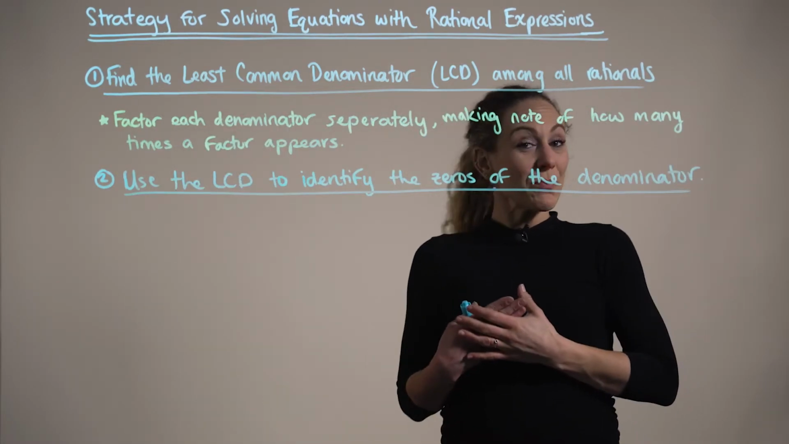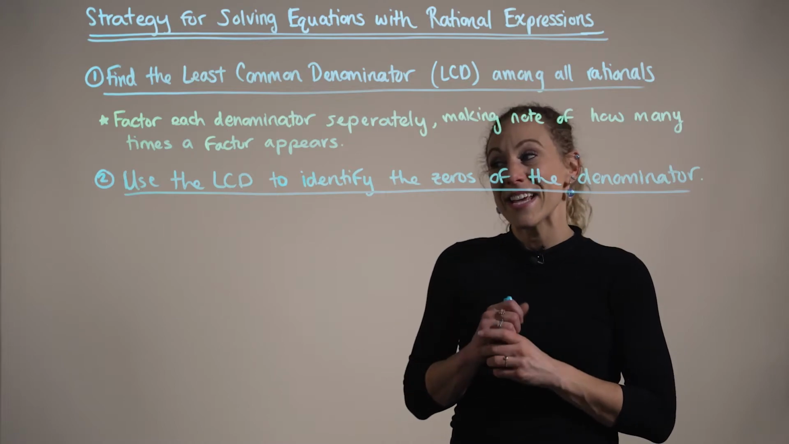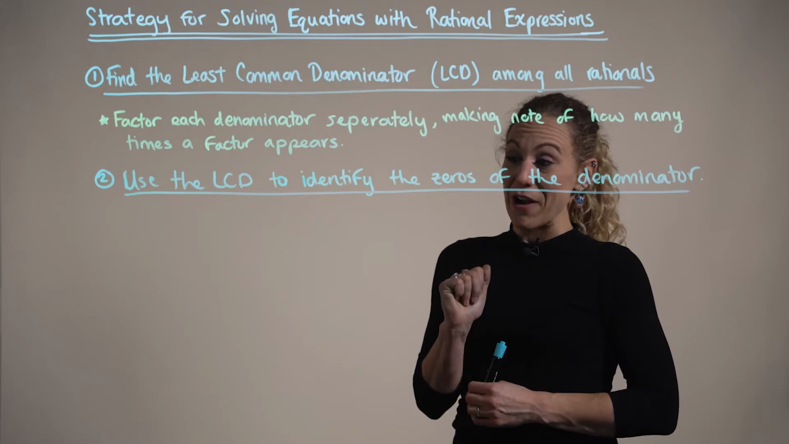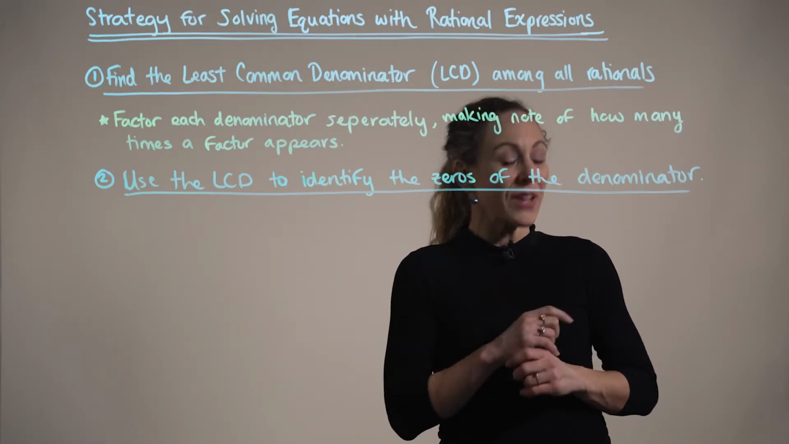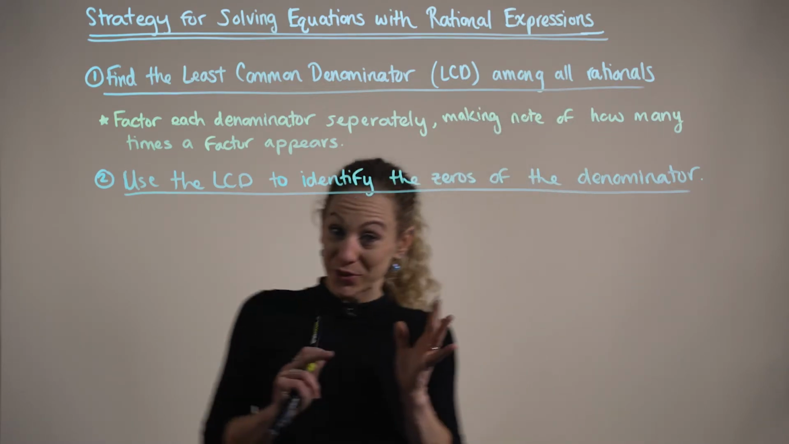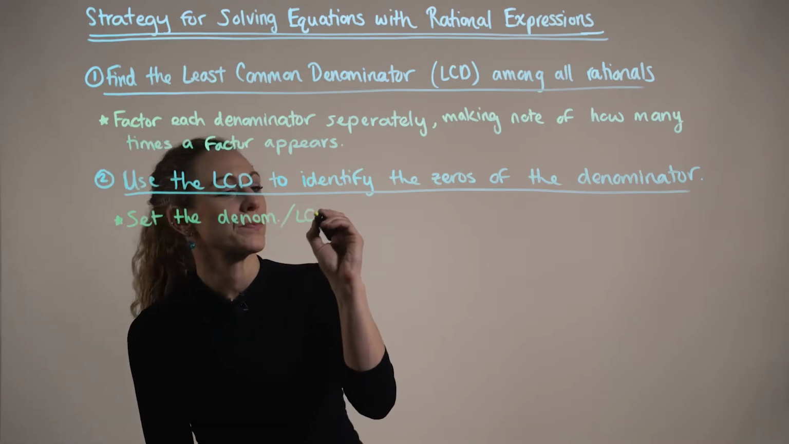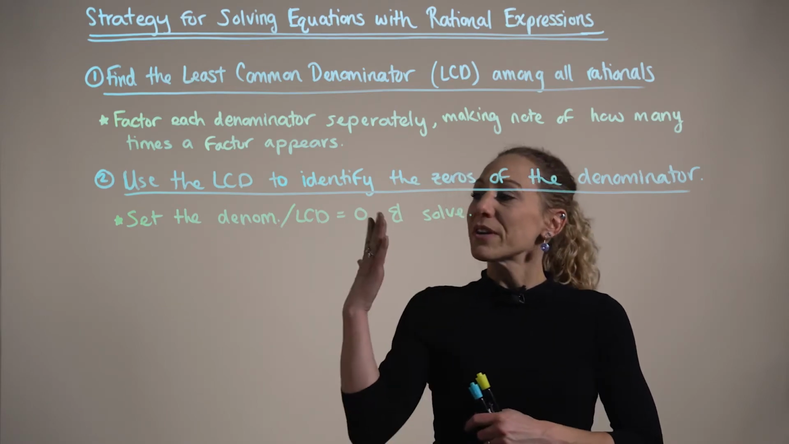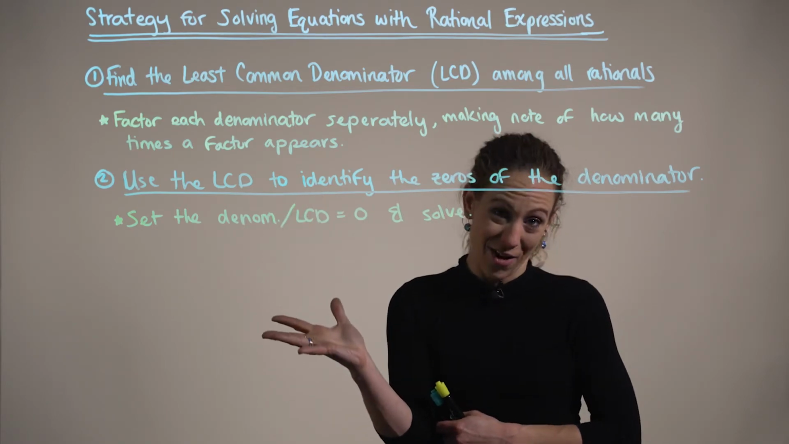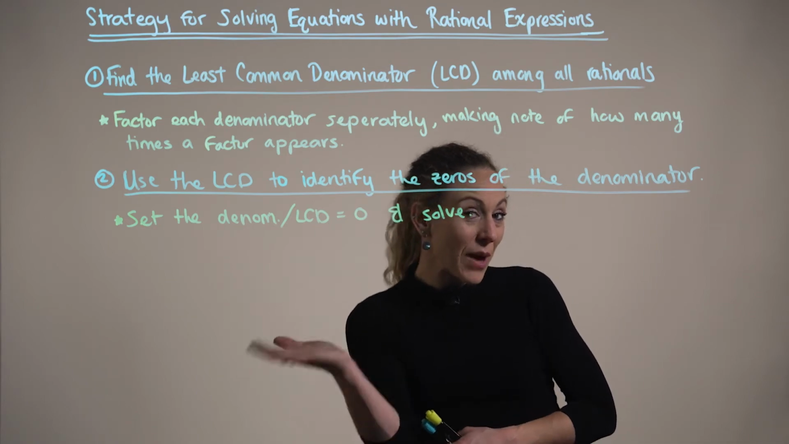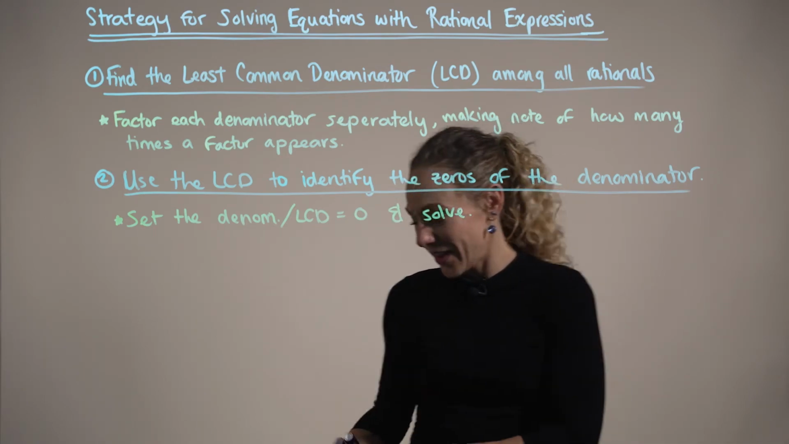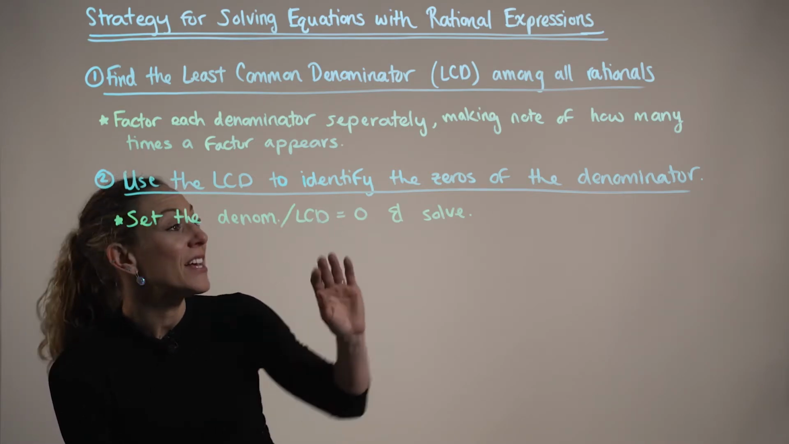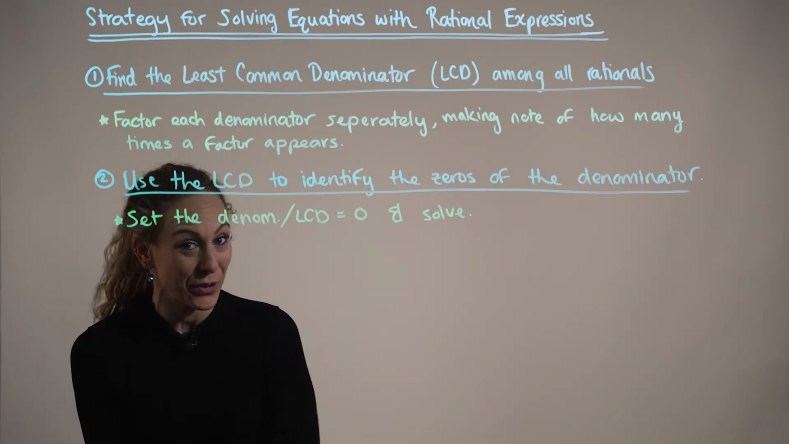Now, since division by zero does not exist, in step 2, we're going to go ahead and use that least common denominator we just found to identify the zeros of the denominator. So to do this, to find where our rational equation does not exist, we're going to set the least common denominator equal to 0 and then solve.